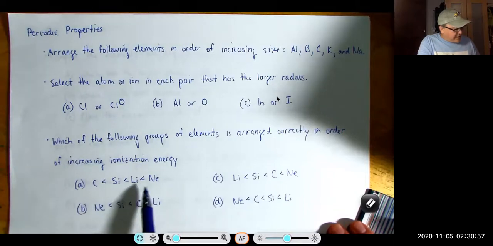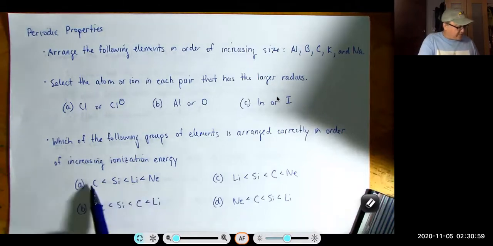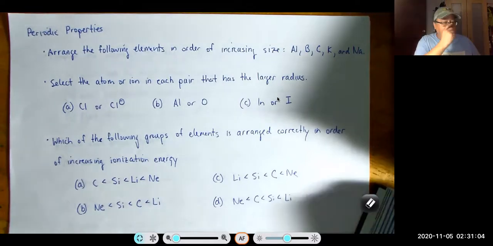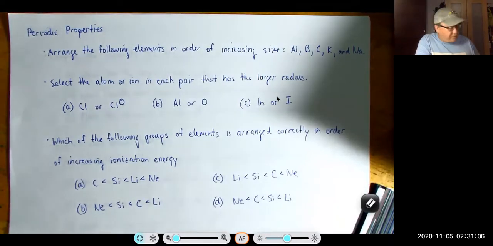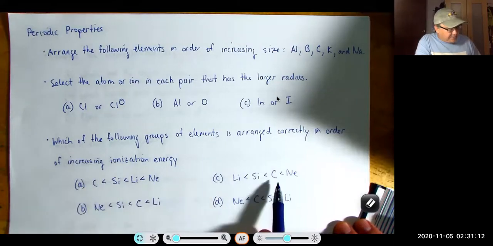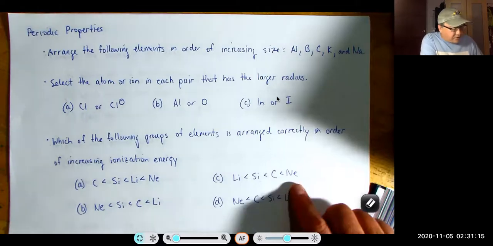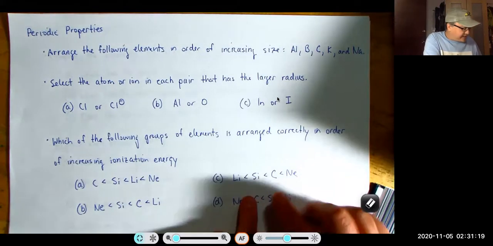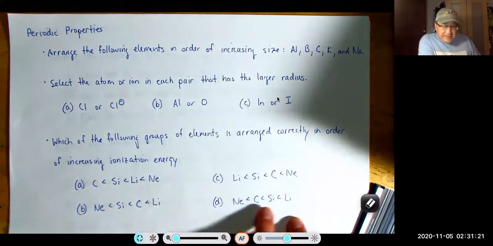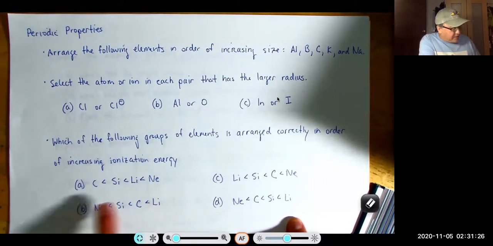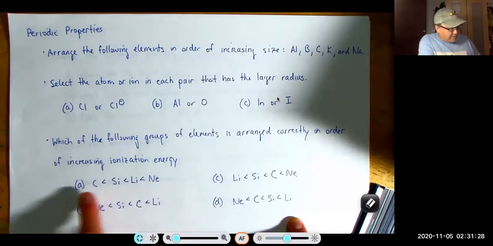Well, when we look at neon, lithium, and carbon, they're all in the same period. So which one's going to be the most difficult to remove an electron from? And that's going to be neon because it has more protons in the nucleus. How about the next? It's going to be carbon. So here I know for certain that neon's got to be greater than carbon. So I like this. And over here, I don't like this because neon's less than carbon. Here I don't like this because neon's less than carbon. Here I do like this because neon is greater than carbon.